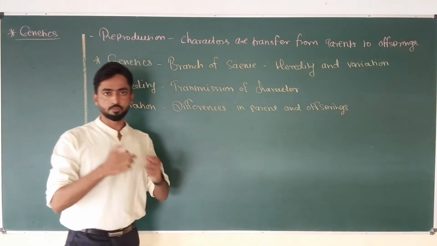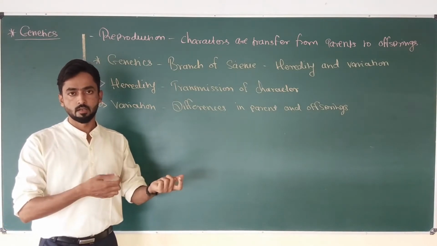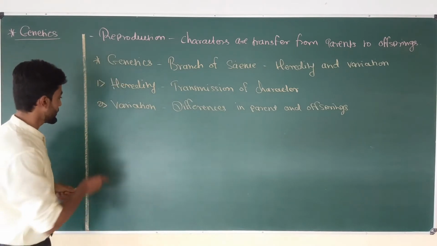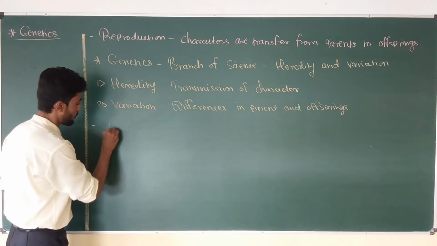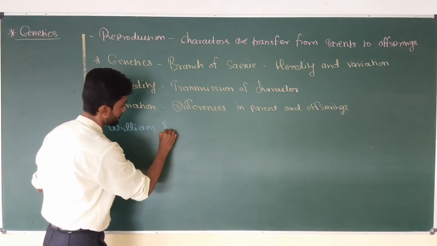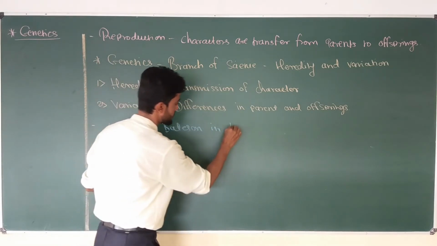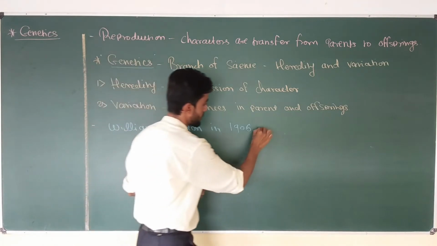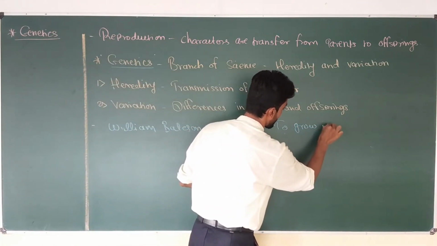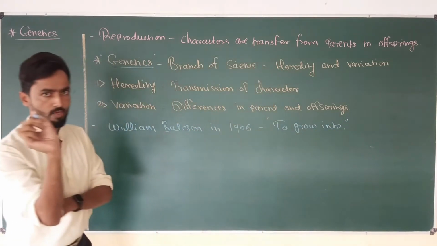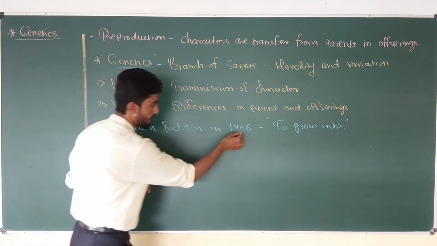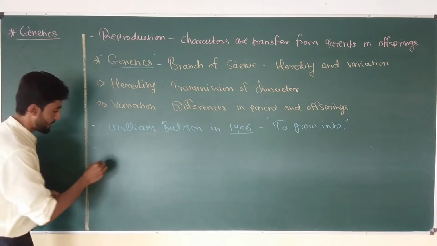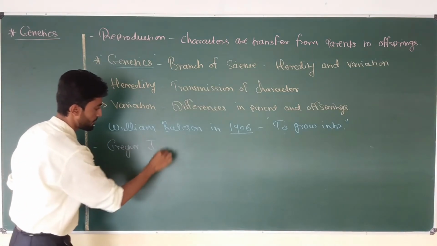How characters are transferred from generation to generation, and why offspring show some variation when compared with their parents, is studied in the branch of biology called genetics. The term genetics was first coined by William Bateson in 1906. The word genetics is a Greek word which means to grow into. Then the first scientific explanation of genetics was given by Gregor Johann Mendel.